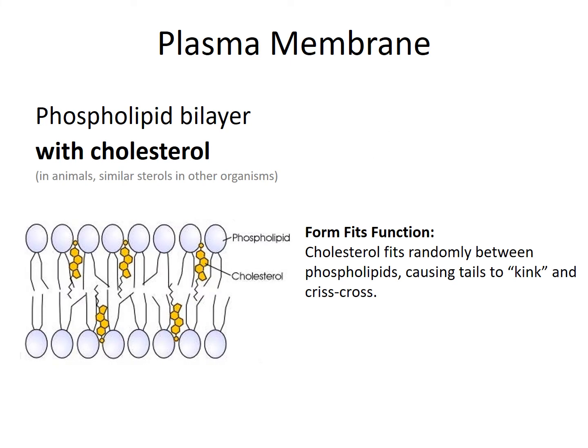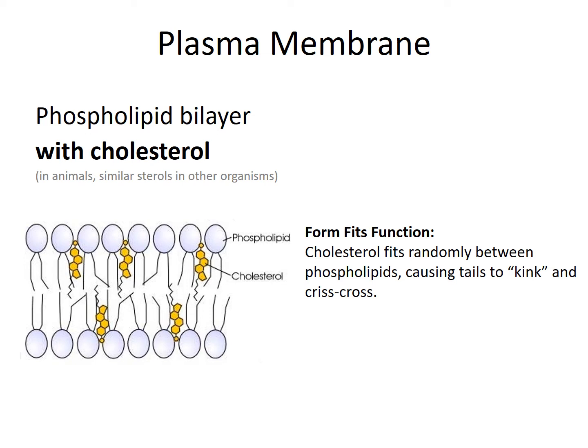Another key structural component of the plasma membrane's bilayer is sterols. Sterols are another type of lipid. In animals, the type of sterol that we produce is called cholesterol, but other eukaryotes produce sterols that are incorporated into their plasma membranes as well. For example, plants produce phytosterols. You might have heard of phytoestrogen. That's one example.